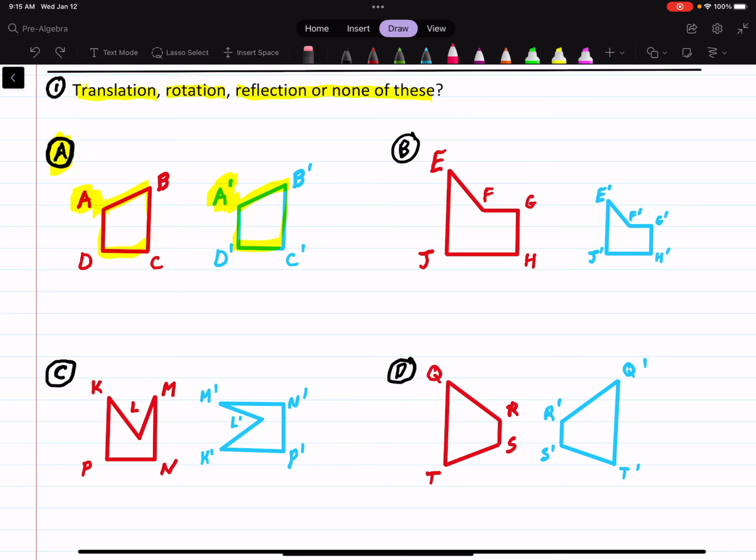Okay, so if you can see this, we've basically just moved this whole object straight across on a line, so this would be a translation.